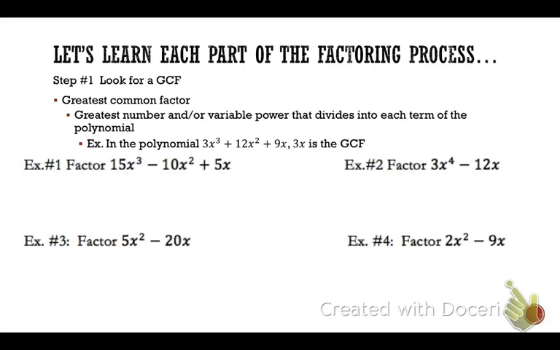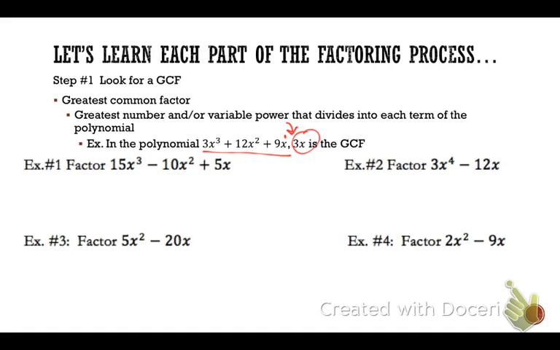In the polynomial 3x cubed plus 12x squared plus 9x, if you examine just the coefficients 3, 12, and 9, the largest number that divides into all three of those evenly is 3. If you examine the variables x cubed, x squared, and x, the largest number of variables that are in the terms without going over is just a single x. So the greatest common factor that divides into each of those terms is 3x.